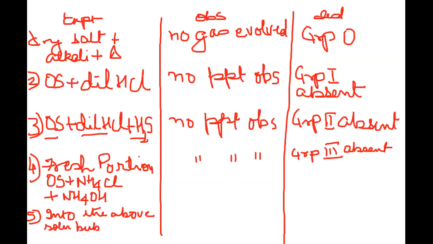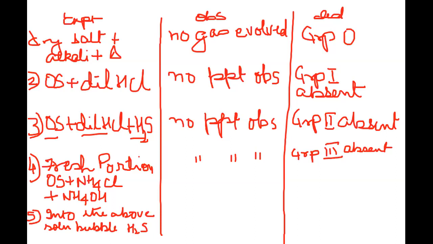So we are going to bubble H2S. When we bubble H2S, if the cations of group 4 are present, they are going to precipitate as sulfides. But we have also seen sulfides in group 2, where the number of sulfide ions was very limited. Here the number of sulfide ions has increased because the dissociation of H2S has been enhanced due to the presence of a basic medium, that is NH4OH.